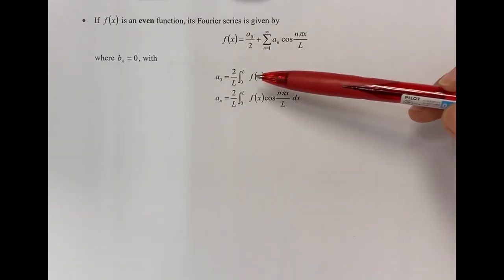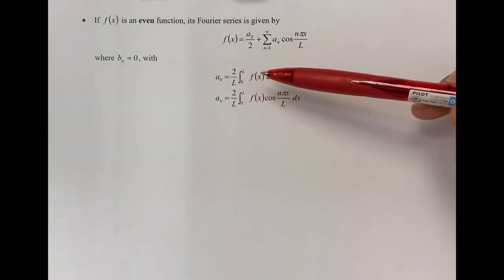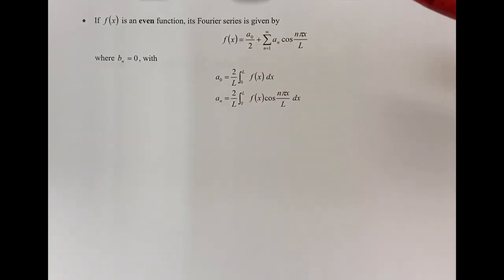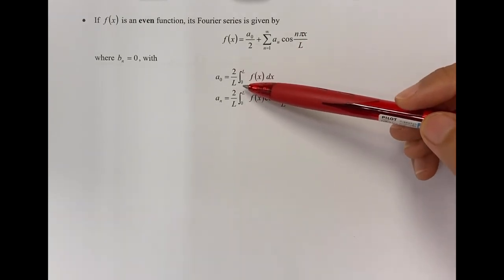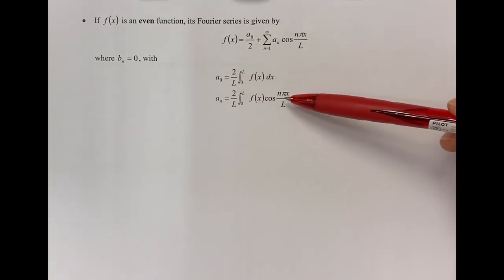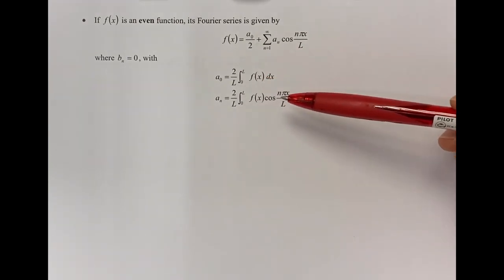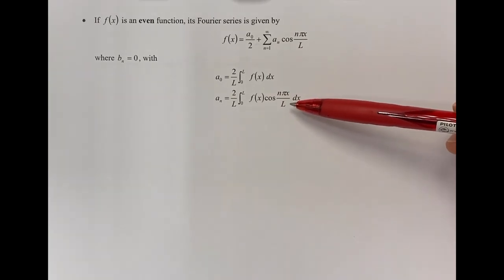Instead of using 1 over L from negative L to L, now we have 2 over L multiplied by the integration from 0 to L. We can do this because it is symmetric about the y-axis, so the value on the left hand side is equal to the right hand side, and we can multiply by 2. So 2 divided by L, and we just consider half of the interval, from 0 to L. The rest is the same: you integrate f(x) for a0, and for an, you integrate f(x) multiplied by cos(n pi x over L).